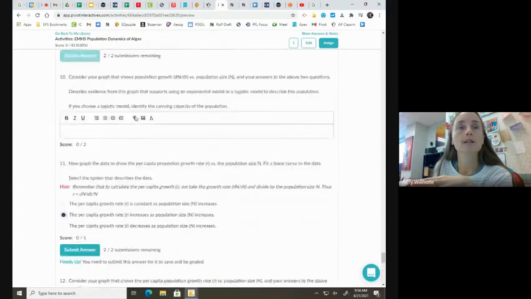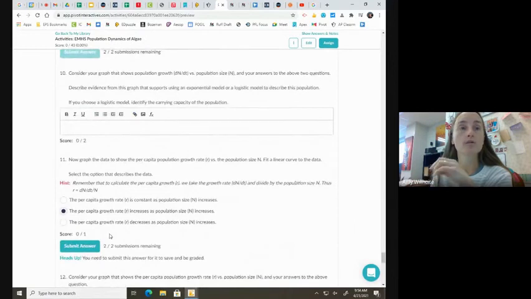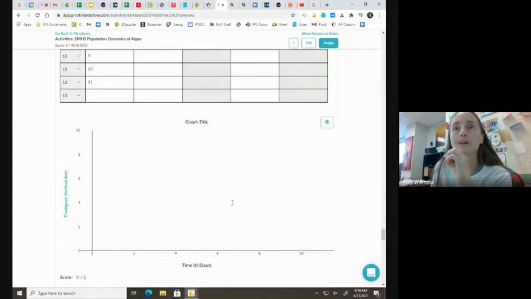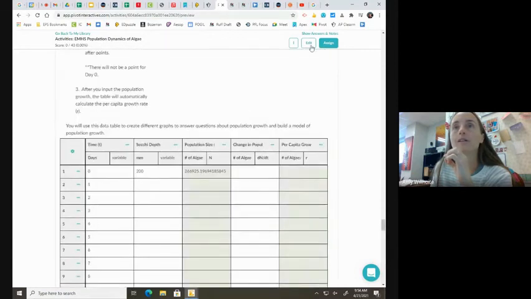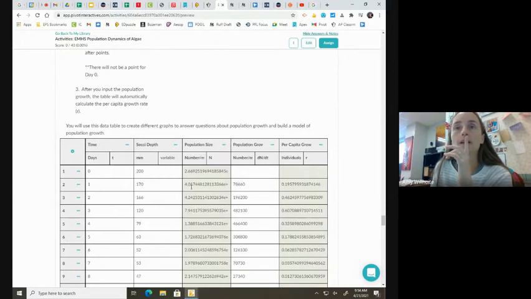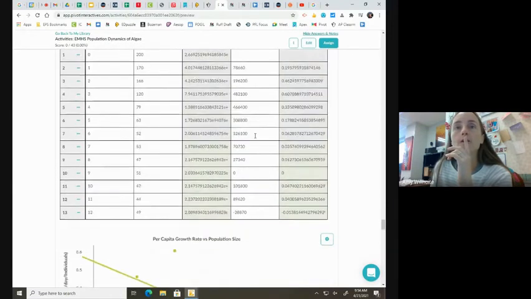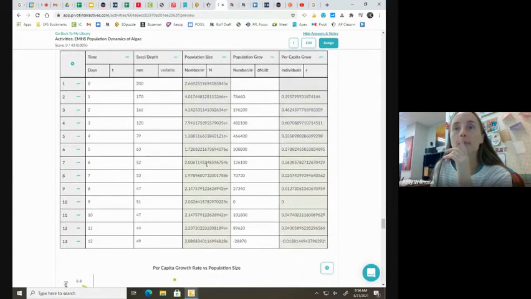Basically what I did on that, it says that you're supposed to do like your per capita growth rate. But basically what I did, I'm just not even going to lie to you here. I just did it the easy way. I mean, I think it's the easy way. Let's get some data back in here. Okay, so what I did was I found my carrying capacity, which is about right here. This is the closest to carrying capacity right here.